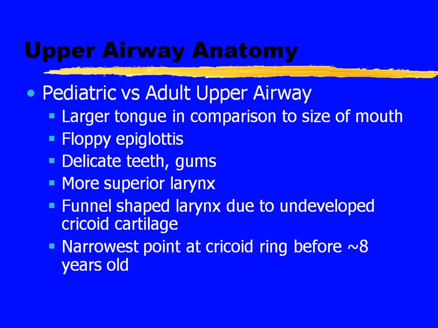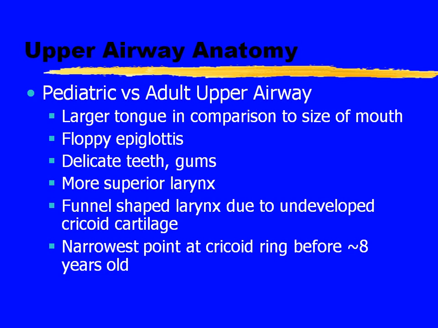Okay, it is a funnel shape at that cricoid cartilage. What's the narrowest point in adults? Narrowest point is the cricoid ring. And at about 8 years old, it actually expands open. Keep in mind, our trachea's diameter is about the size of a dime. Theirs is like that.